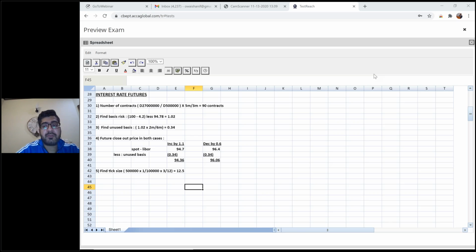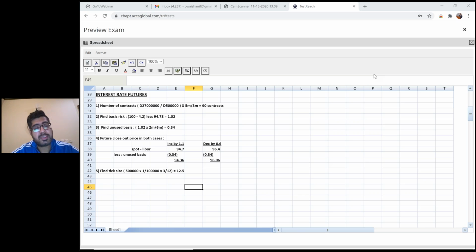Which futures price to select? If you need to borrow or deposit on 31st January, you need a 31st January future. It's not available, so take the very next one, 30th March, 1.02. Unused basis is basis risk, 1.02, extra months. 31st January is the borrowing and depositing date. You needed a contract on 31st January, but you took a contract for 31st March. It's 2 extra months. Total months: today is 1st October, you took a contract of 30th March, so it's 6 months.